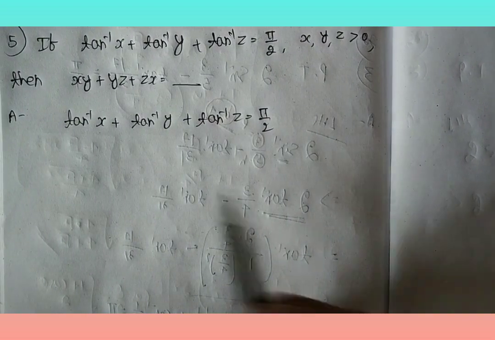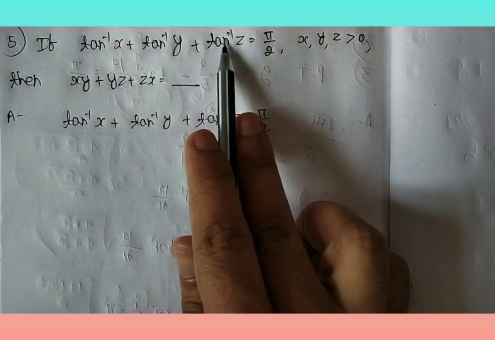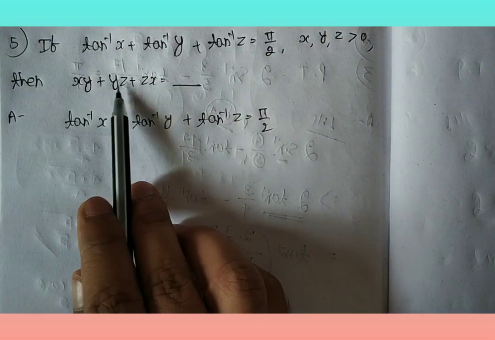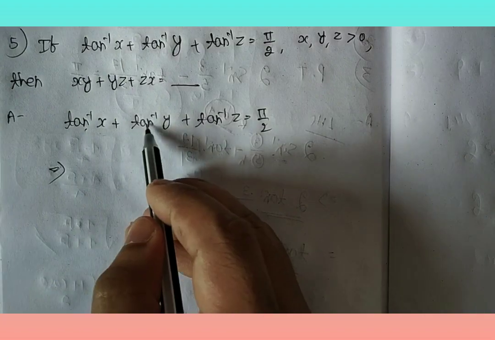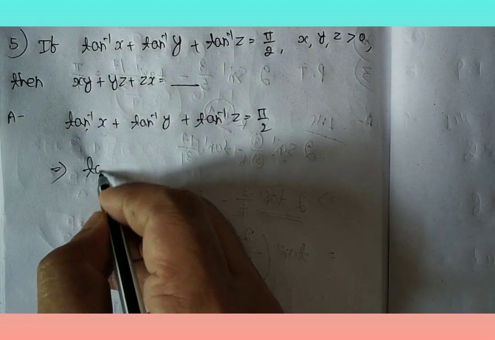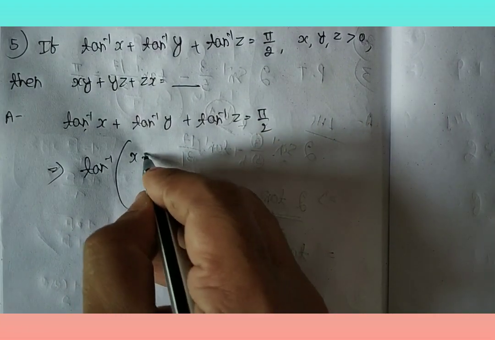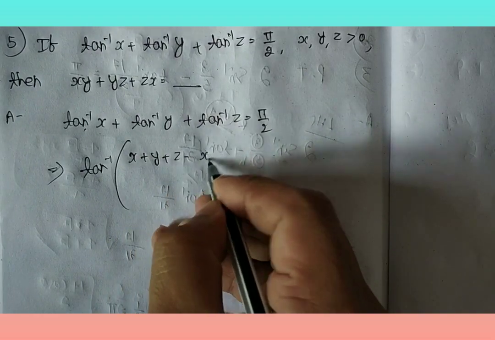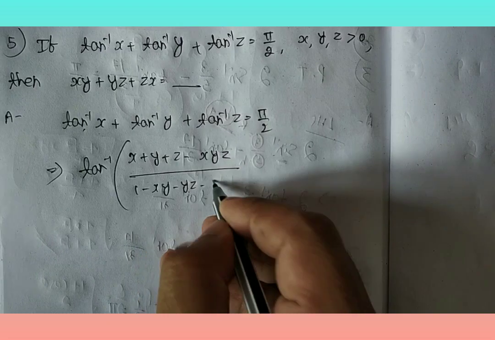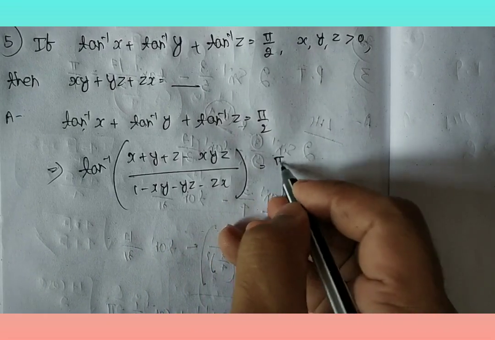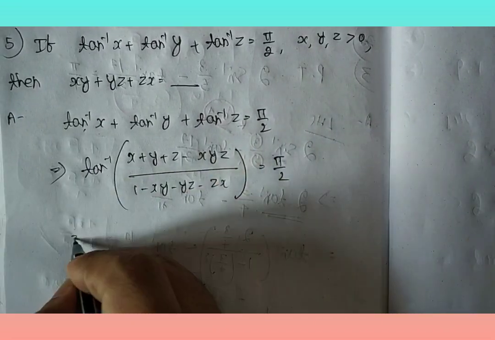Next question. If tan inverse x plus tan inverse y plus tan inverse z equal to pi by 2, then find the value of this term. This is our given. Simply apply the tan inverse x plus tan inverse y plus tan inverse z formula. Tan inverse x plus y plus z minus xyz divided by 1 minus xy minus yz minus zx equal to pi by 2. Take this function into right hand side.